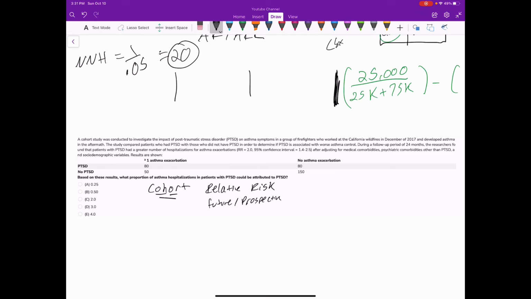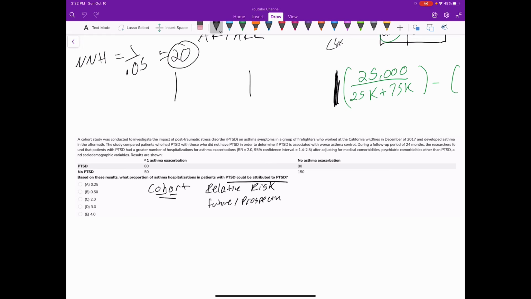Researchers found patients with PTSD had a greater number of hospitalizations. Why are they giving us all this stuff? After adjusting for medical comorbidities, psychiatric comorbidities other than PTSD, and socio-demographic variables, results are shown. Why did we get all that? Based on these results, what proportion of asthma hospitalizations in patients with PTSD could be attributed? So they really gave us that whole entire paragraph to ask that question. What are they even asking us for?